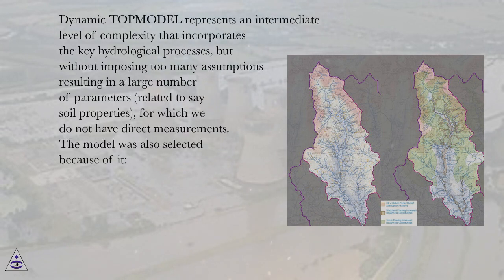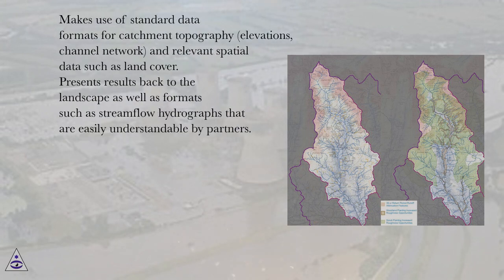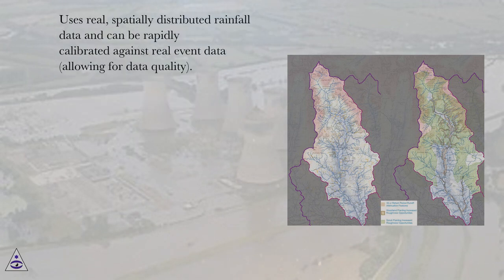Dynamic TOPMODEL represents an intermediate level of complexity that incorporates the key hydrological processes, but without imposing too many assumptions resulting in a large number of parameters, related to, say, soil properties, for which we do not have direct measurements. The model was also selected because it makes use of standard data formats for catchment topography, elevations, channel network, and relevant spatial data such as land cover. It presents results back to the landscape as well as in formats such as streamflow hydrographs that are easily understandable by partners. It uses real, spatially distributed rainfall data and can be rapidly calibrated against real event data, allowing for data quality.